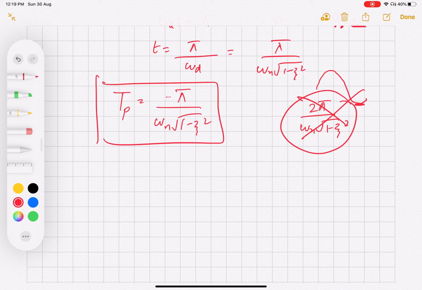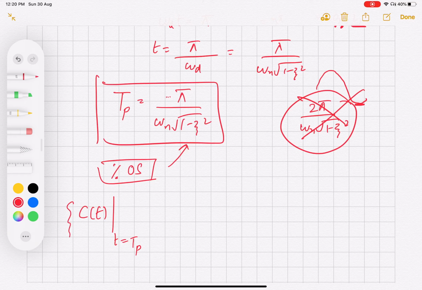Now look at the third important specification, which is percentage overshoot, right? The percentage overshoot would be the overshoot at the peak time. So how much is the overshoot that takes place when the time is equal to TP? Basically, if you substitute in c(t) the time t equal to TP, you'll get the value of c(t) at time t equal to TP, and then from this value you can obtain the percentage overshoot.